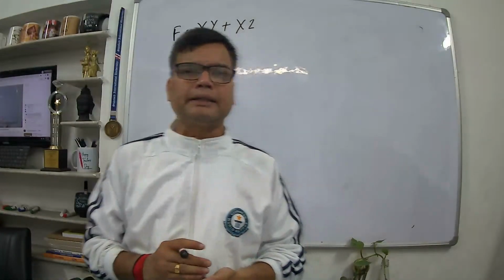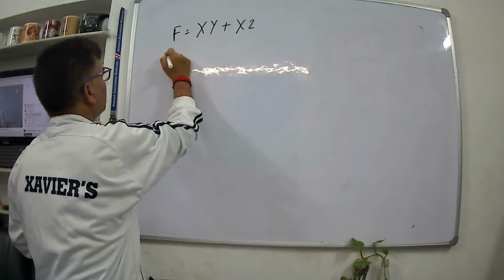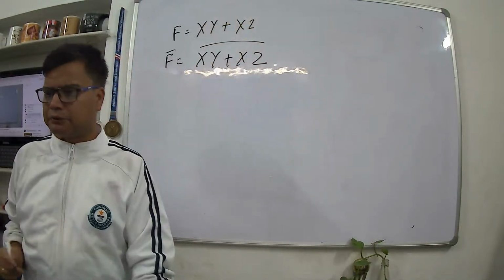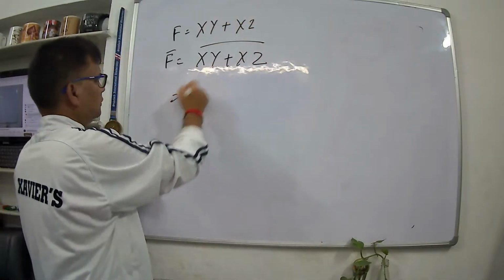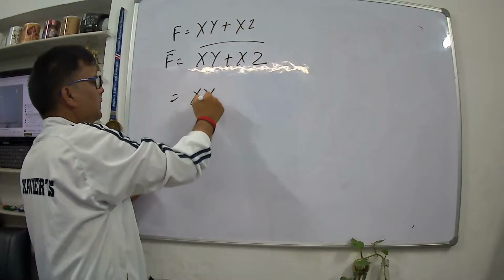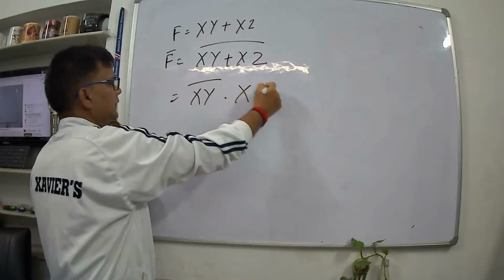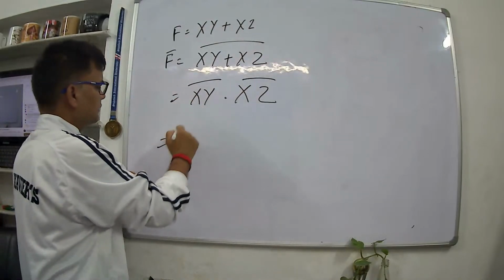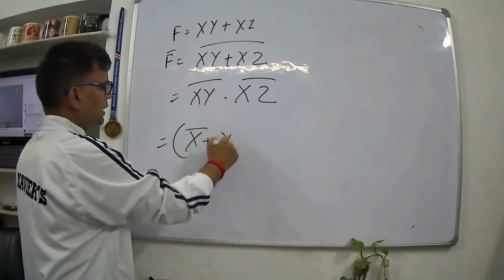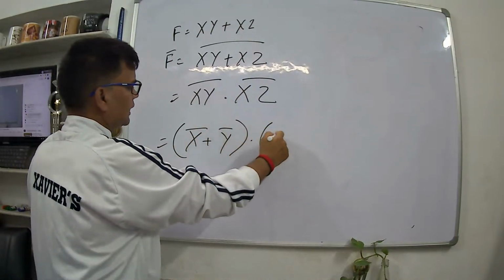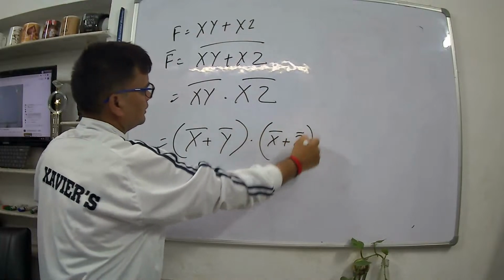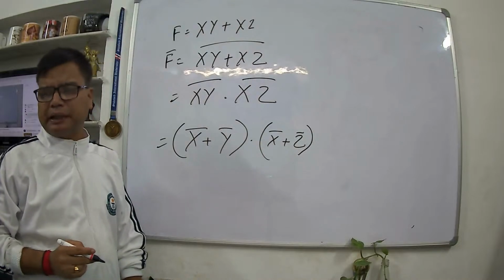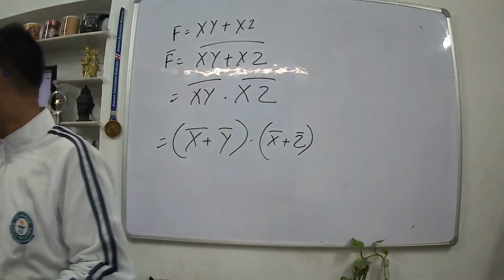To find the complement, as I told, F bar is equal to the complement of xy plus xz. So what do we do? We break the bar, change the sign: (xy) bar dot (xz) bar. Now again the bar has to be changed, so this will become (x bar plus y bar) dot (x bar plus z bar). Is it okay? So this way we can get the complement of the Boolean expression.